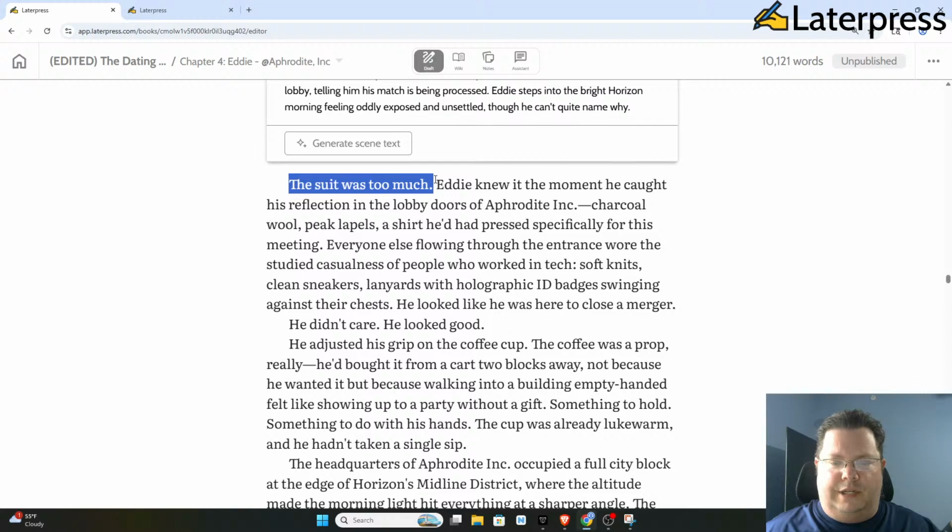The suit was too much. Eddie knew it the moment he caught his reflection in the lobby doors of Aphrodite Inc. Charcoal wool, peak lapels, a shirt he'd worn pressed specifically for this meeting.